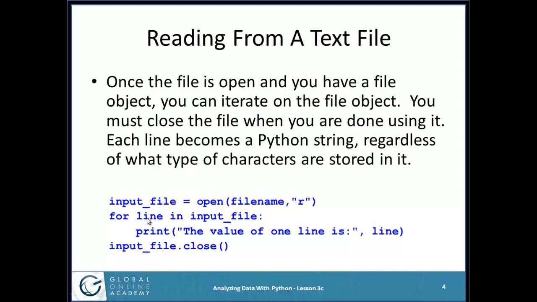Now I can say for line in input file. It's going to go through a for loop where the string variable line each time through the loop gets one more line of the file. And when there are no more lines left, the loop will be exited. A real simple way to read through your text file. And then I am just doing print the value of one line is line. Then input file dot close.